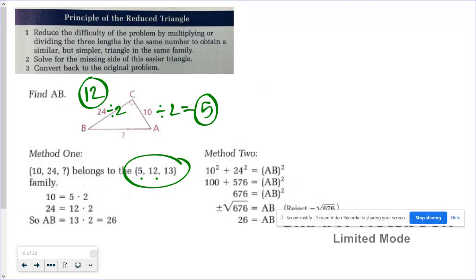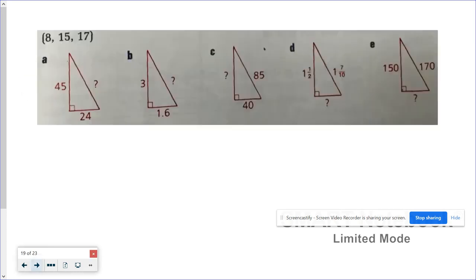And so if you recognize a Pythagorean triple right off the bat, then you should use it to find the missing side. And if you don't recognize that a triple is being used, then use the Pythagorean theorem. But the triple can save you time.